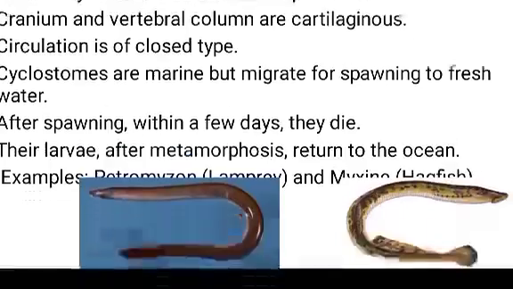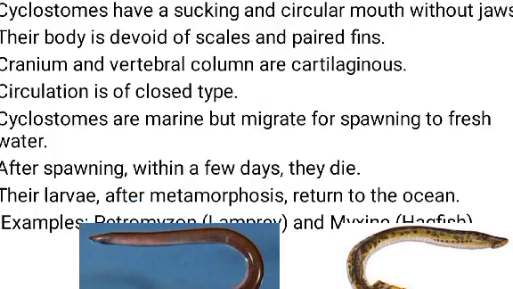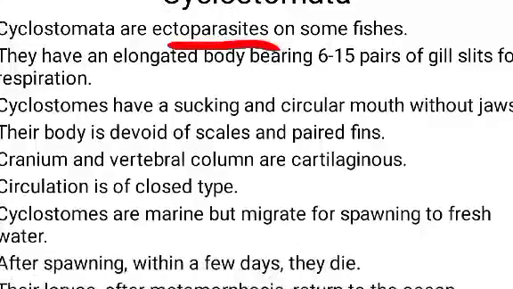The two examples which you are seeing here, the Petromyzon and the Myxine hagfish. You see the body is long, snake-like or eel-like, isn't it? So they have an elongated body. And what is their respiratory organ? They have gills as their respiratory organ. They bear about 6 to 15 pairs of gill slits, which are used for respiration.